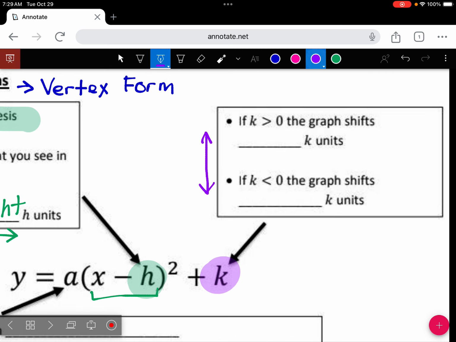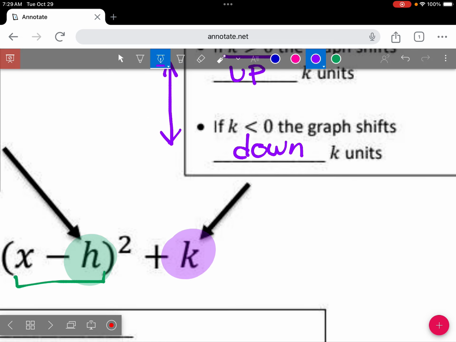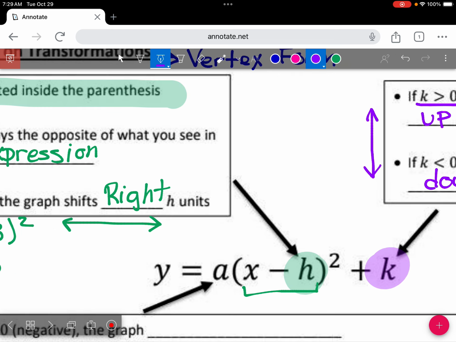So if K is positive, if K is greater than 0, which way is that going to move us? Up. If K is less than 0, which way does that move us? Down. So K doesn't have a whole lot of trick to it. H, we have to be really careful because of that opposite sign. But K is not super duper tricky. Which makes up for A because A has too many dang jobs. A's got a lot of stuff going on.